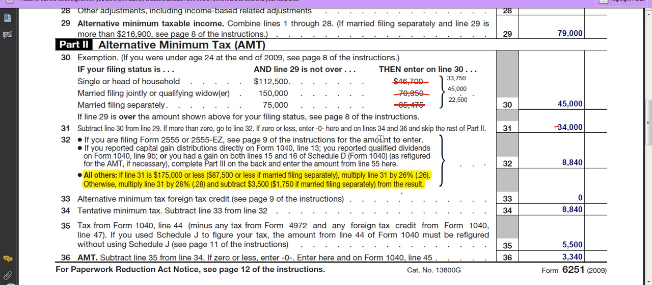alternative minimum tax. Well, I hope you learned something, and thanks for listening.